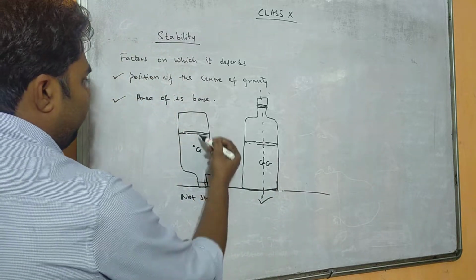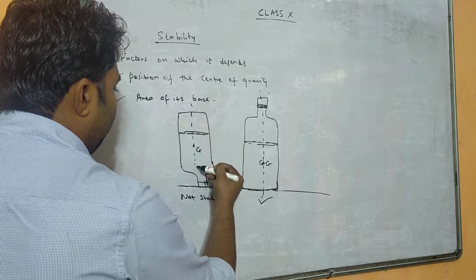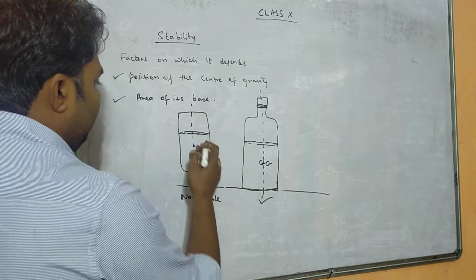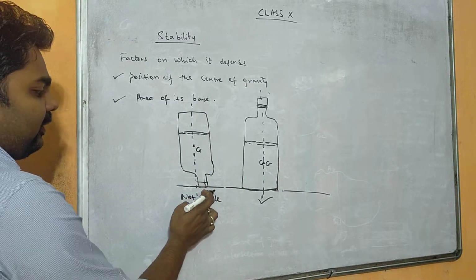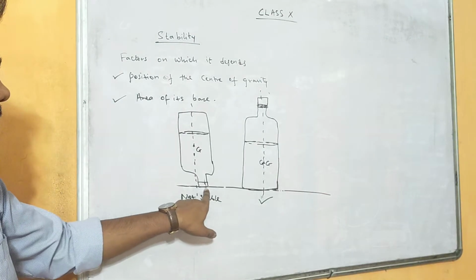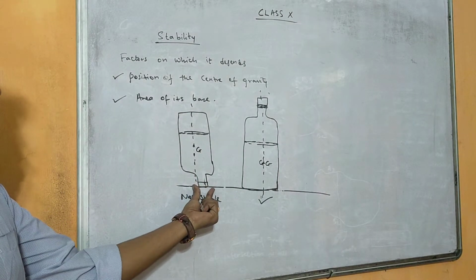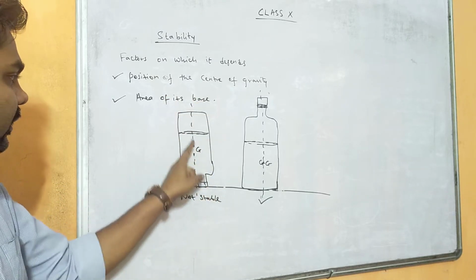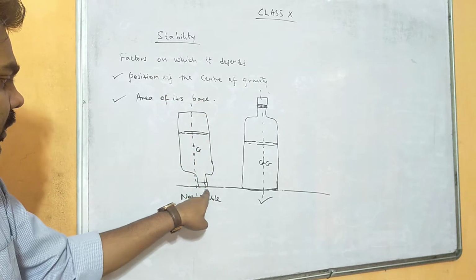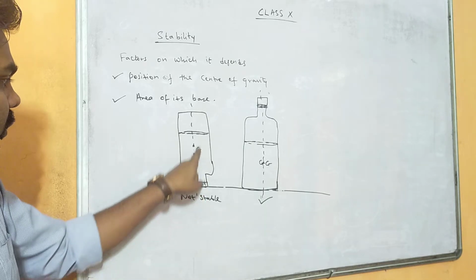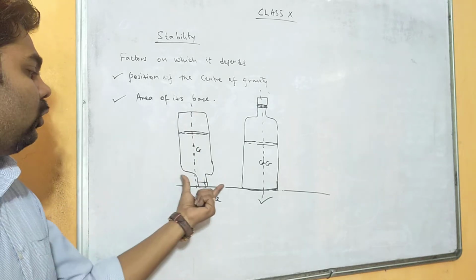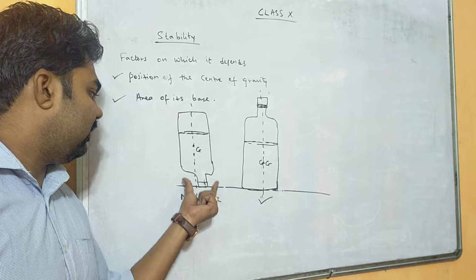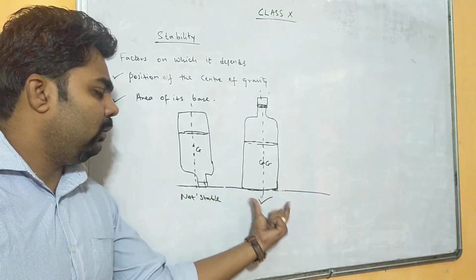If the center of gravity is here, and we draw an imaginary line, and it is not passing through the base, that means it is not passing through the portion where it is balancing the whole object, then this line is not passing through this base, you see. So this cap is therefore not balanced. It has less stability as compared to this.